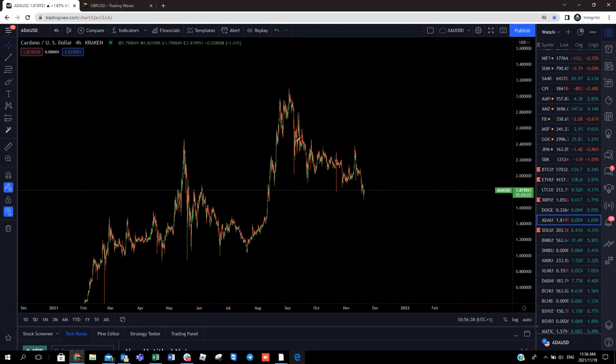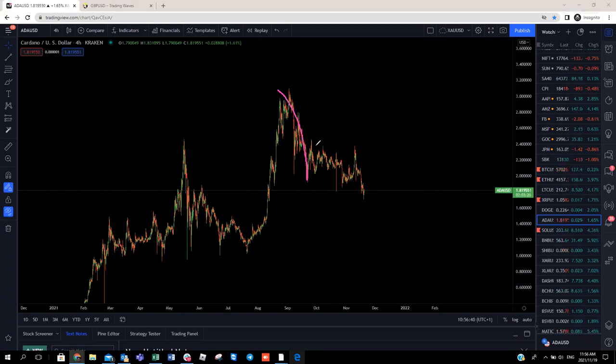ADA, no clear pattern for now. We're looking for this one to have made 3 waves here. It looks like we've made this here, 1, 2, 3, and it looks like ADA is going to make another purple 1, 2, 3.